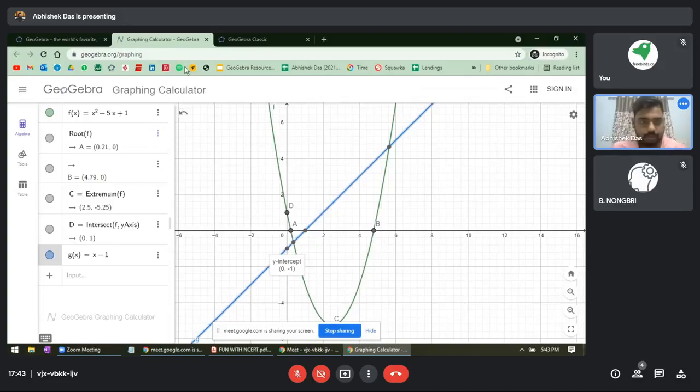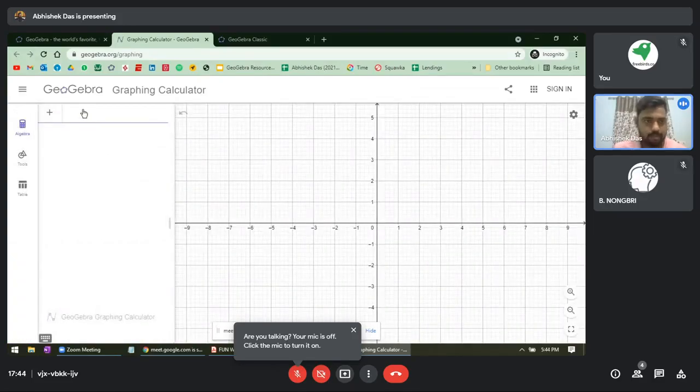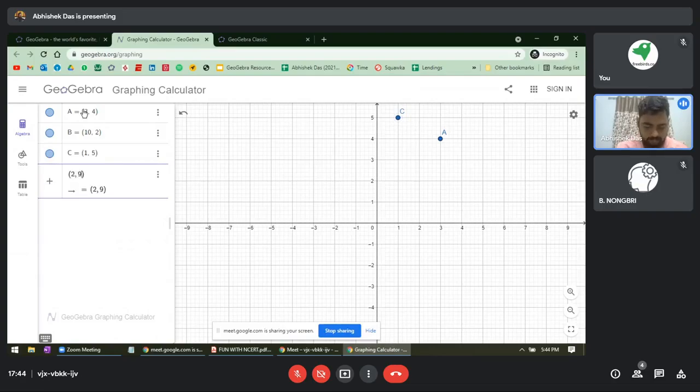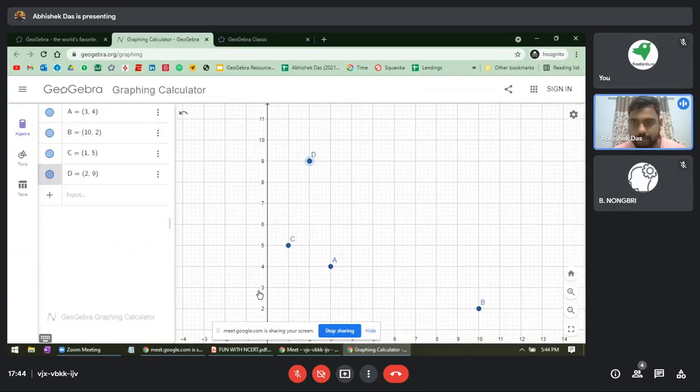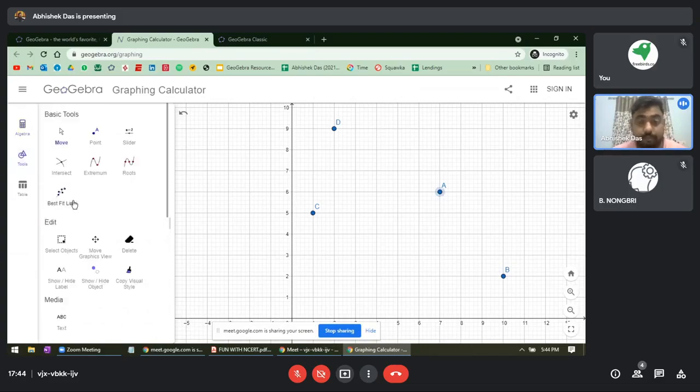All right. Now, again, let me clear this up. Let's just note down some points. You can just write the coordinates 3, 4, and then 10, 2, and some more points, 1, 5, and then 2, 9. Now, that should be enough. What you can do is also drag these points around, and you can see accordingly the coordinates are changed over here, right?